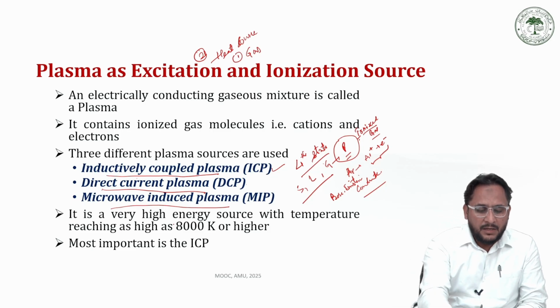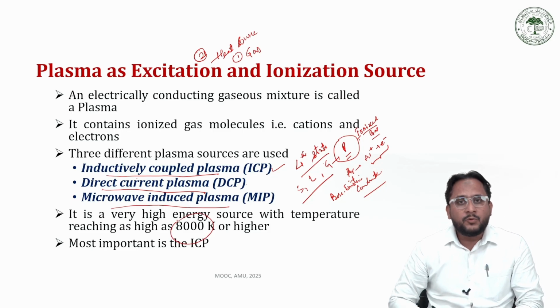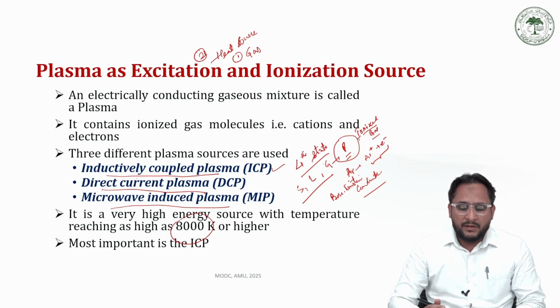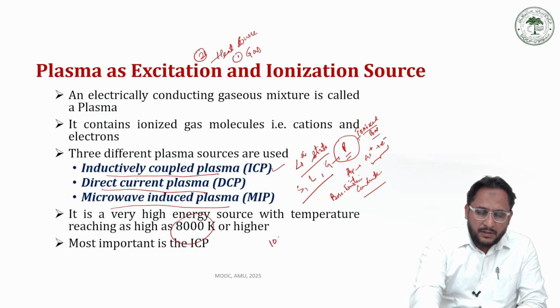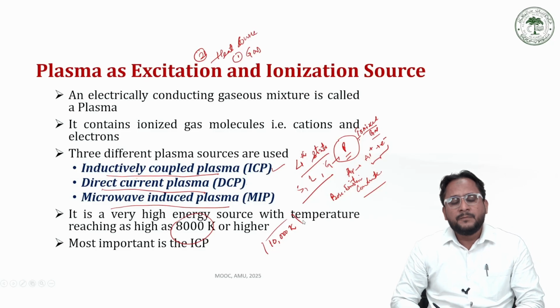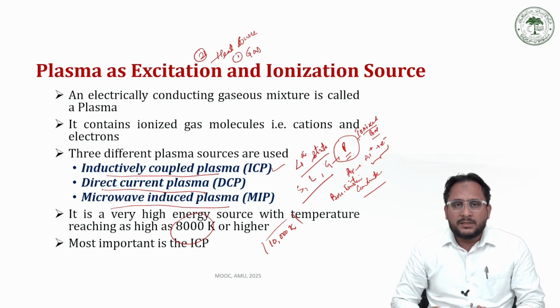And a plasma can go very easily up to 8000 degree Kelvin or even higher. We can achieve 10,000 degree Kelvin temperature in plasma, while with electric arc or discharge we can go up to 5000 Kelvin. So this is the beauty of plasma, that we can achieve exemplary high temperatures.